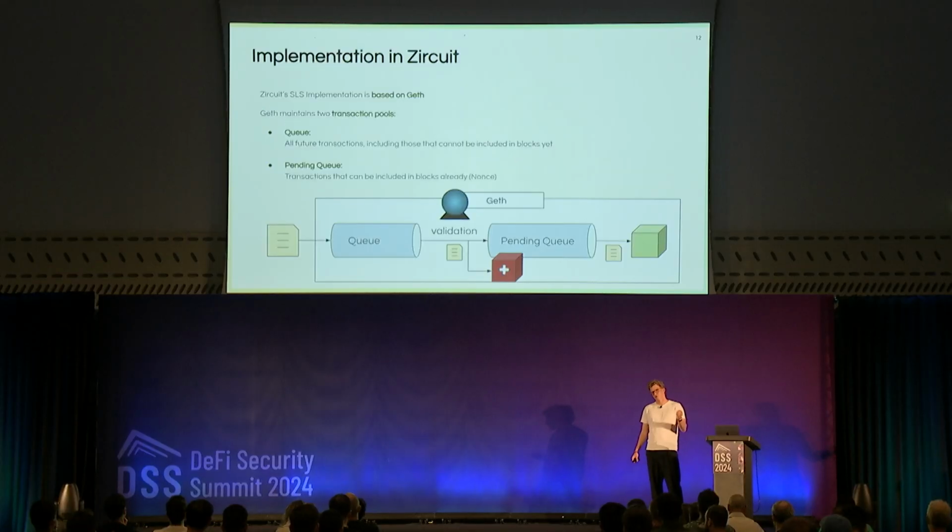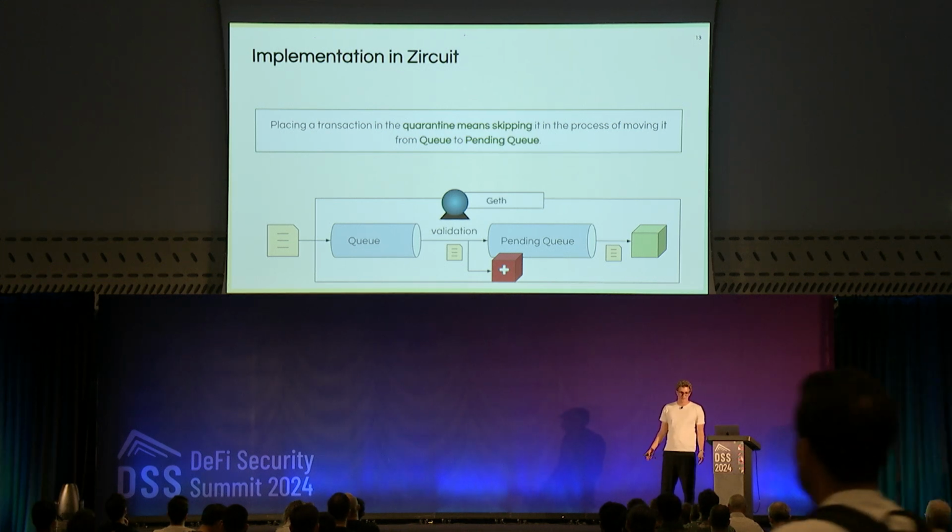When a transaction arrives in Geth, it will first have some basic validation. For example, is the signature correct? Is the RLP encoding correct? Is the gas limit sufficient? And then, if it has been validated, it can go into the pending queue. The pending queue means the nonce is matching and the fees are good, and then it can be included in a layer 2 block. With sequencer level security, we introduce an additional validation step between the queue and the pending queue, where we do a risk assessment of the transaction before being able to include it in a block.